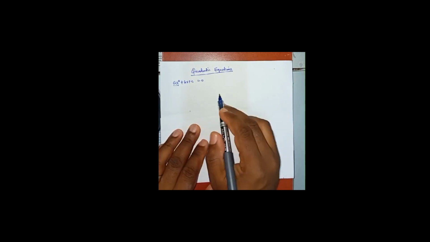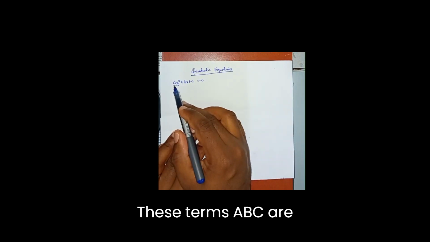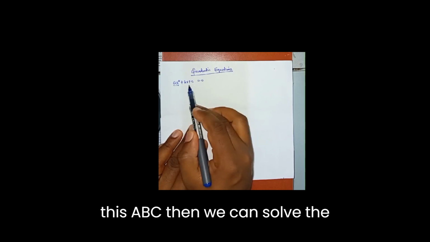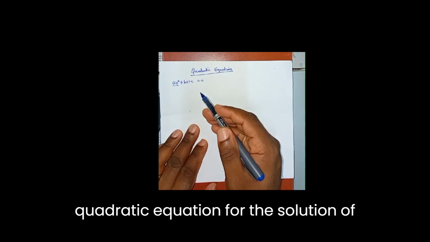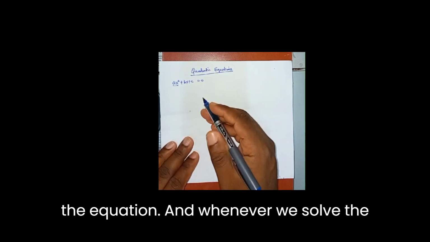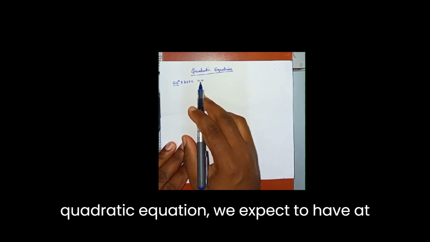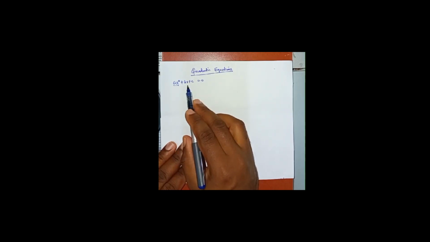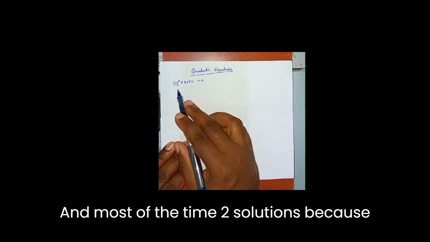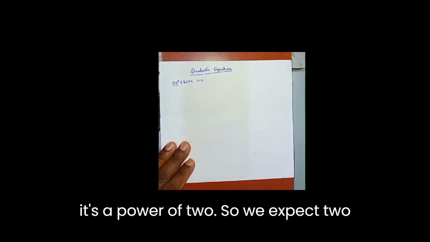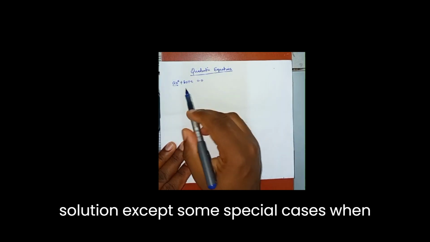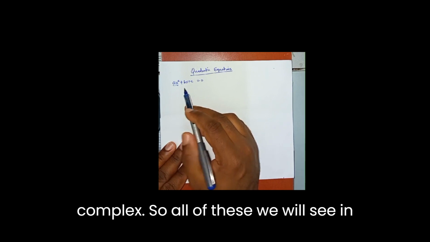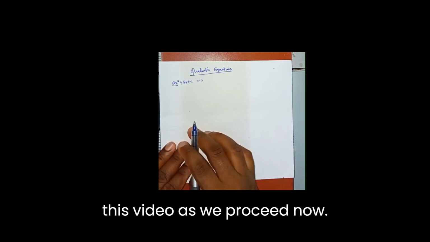Now, these terms A, B, C are constants. When we know the values of this A, B, C, then we can solve the quadratic equation for the solution of the equation. And whenever we solve a quadratic equation, most of the time we expect two solutions, because it's a power of 2, except some special cases when you might have one solution, or in some other cases where the solution may be complex. So all of this we will see in this video as we proceed.